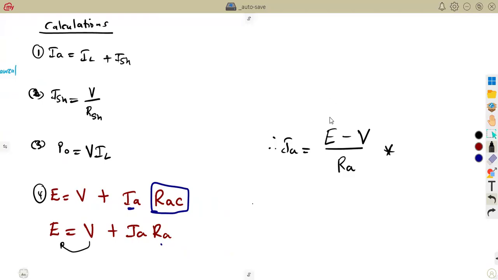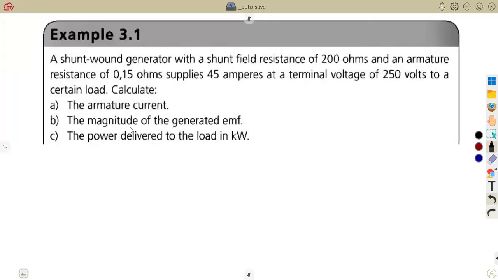Provided you are given the generated EMF, the terminal voltage, and the armature resistance, you can calculate the armature current from there. If the load current is there, the shunt current is there, then you can calculate it from there. But like I said, the shunt current can also be obtained from the terminal voltage over the shunt field. So with these formulas, we are going to consider how questions might be given.